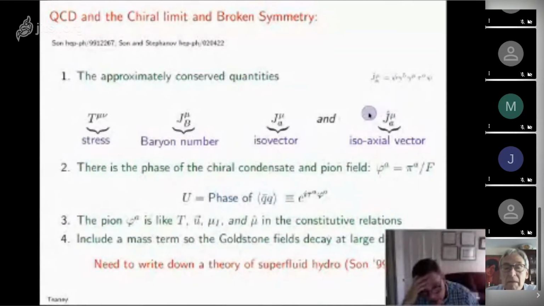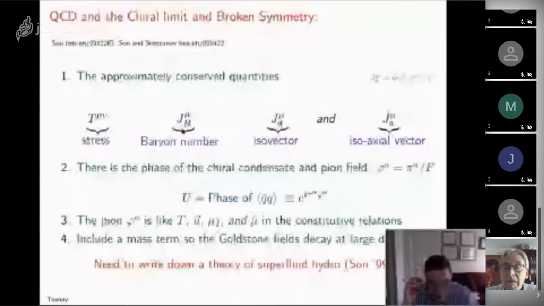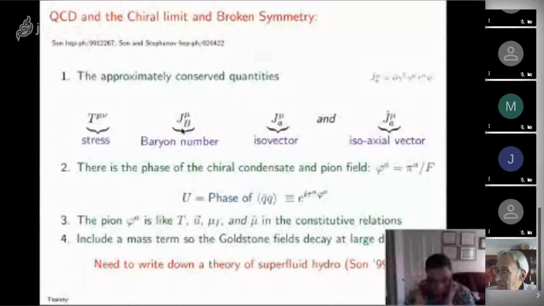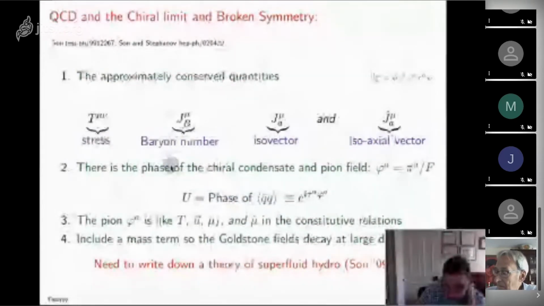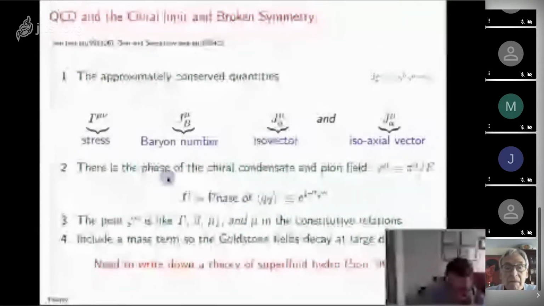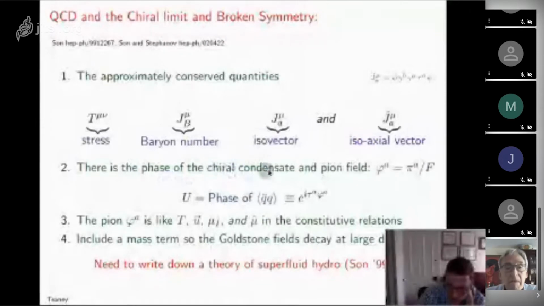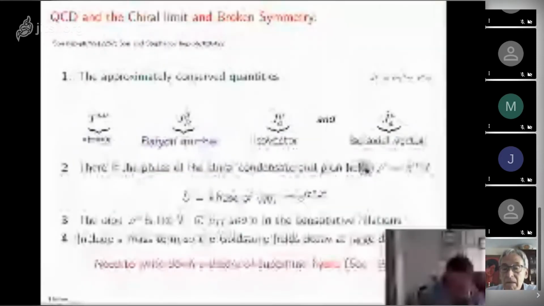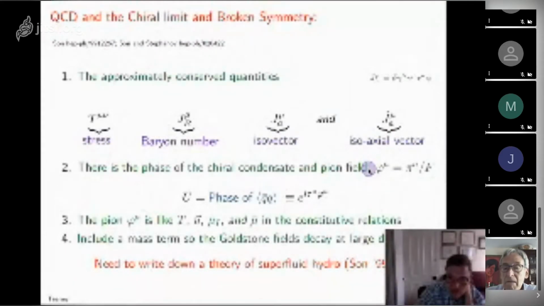In addition to these conserved quantities, if you talk about the long distance parameters that make up the hydrodynamic theory, there is the phase of the chiral condensate, which we call the pion. So the soft pions are the phase of the chiral condensate.